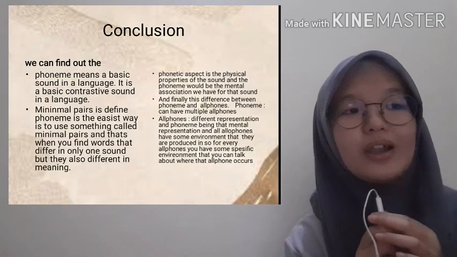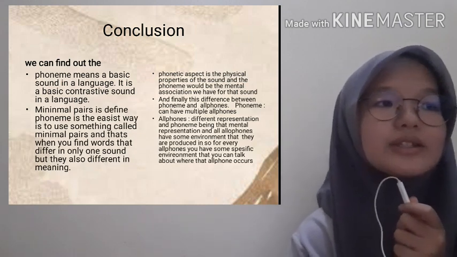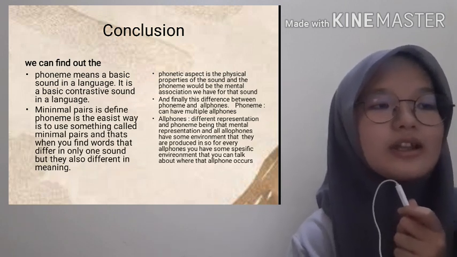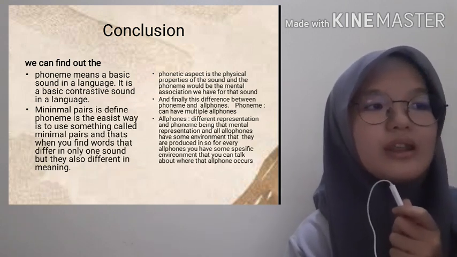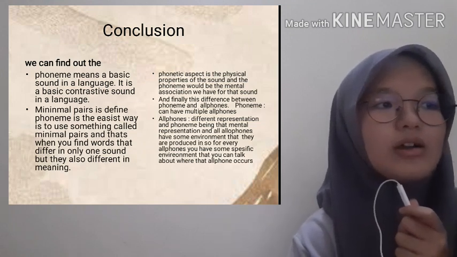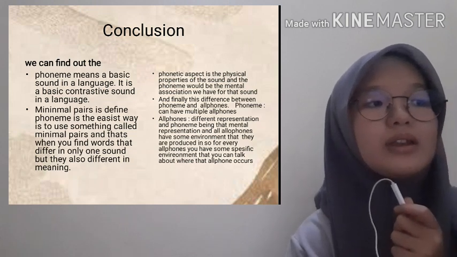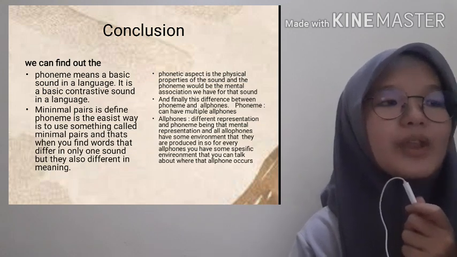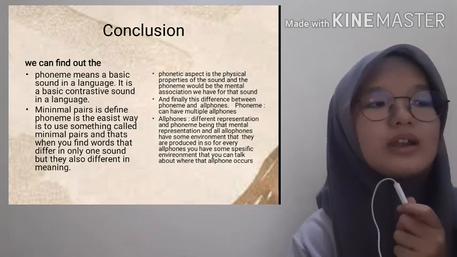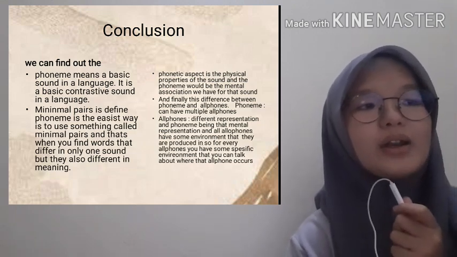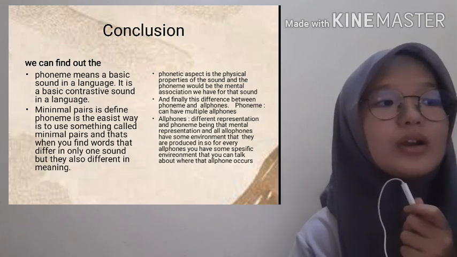Conclusion. We can find out that a phoneme means a basic sound in a language. Minimal pairs mean that these are different phonemes. Allophones are different representations, and the phoneme is that mental representation, and allophones have some environment that they are produced in. So for every allophone you have some specific environment that you can talk about where that allophone occurs.